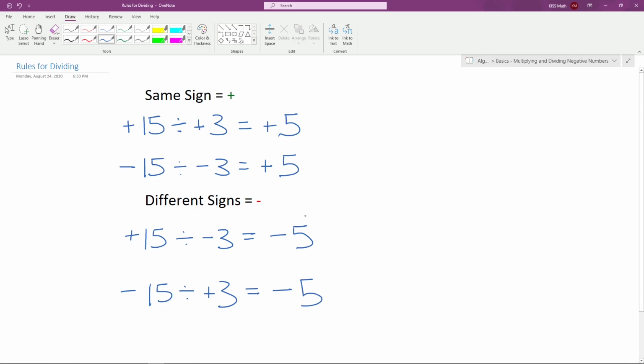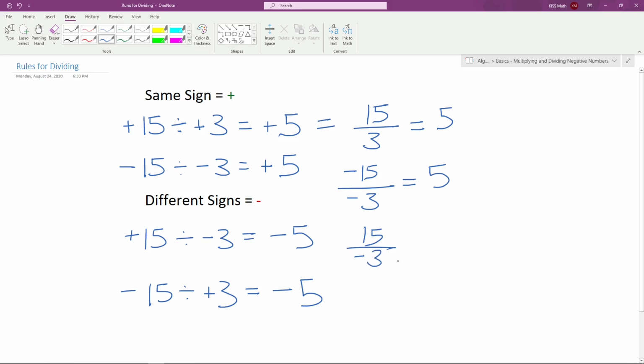And for division, I rarely write the division symbol. Instead, I write it as a fraction. So it would be 15 divided by 3 equals 5. Here would be negative 15 divided by a negative 3 equals 5. 15 divided by negative 3 is negative 5. Negative 15 divided by positive 3 is also a negative 5.